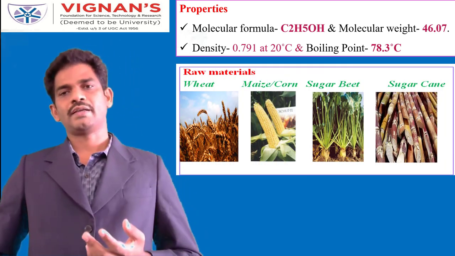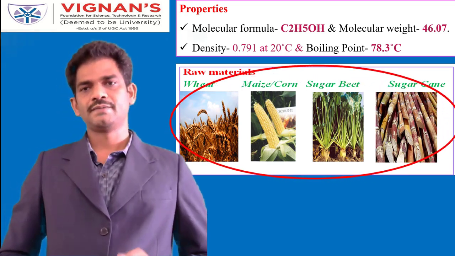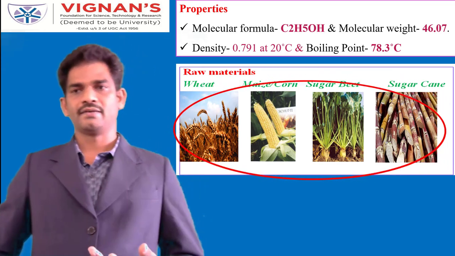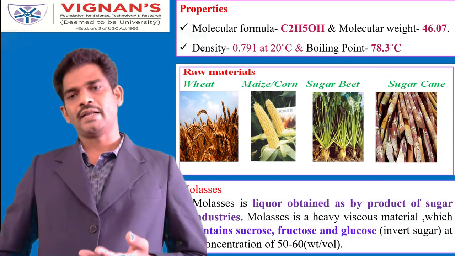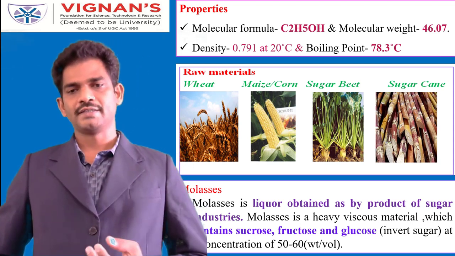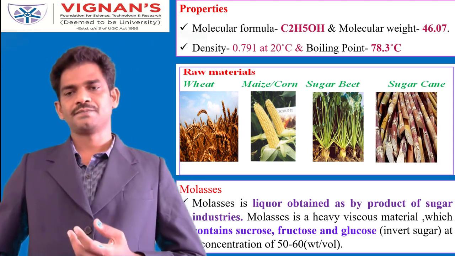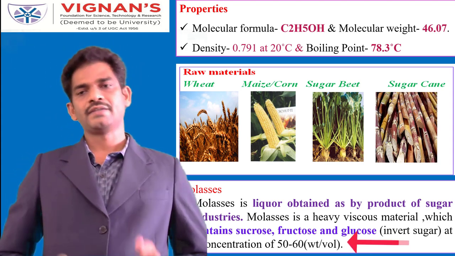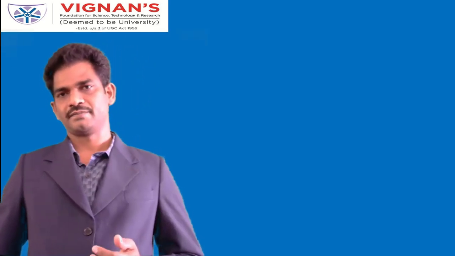For producing ethanol, we can use different raw materials. The first one is wheat, you can use maize, and you can use sugar beet and sugar cane as raw materials for producing ethanol. Another raw material, molasses, is a liquid. Usually it is obtained from the sugar industries. It is a preferred raw material for production of ethanol. Molasses is basically a viscous material. It is rich with carbohydrates. It contains sucrose, fructose and glucose in a concentration range of 50 to 60%.